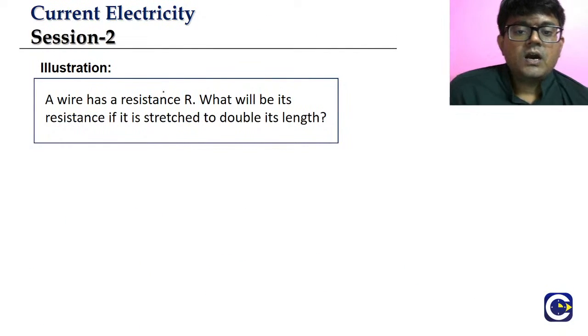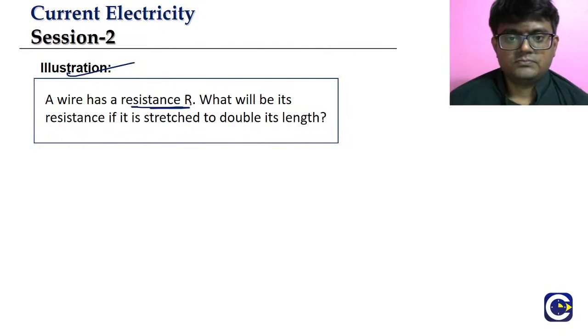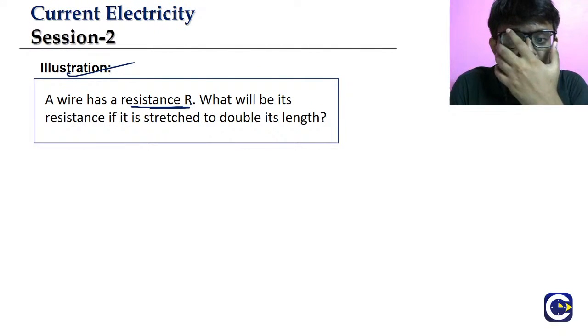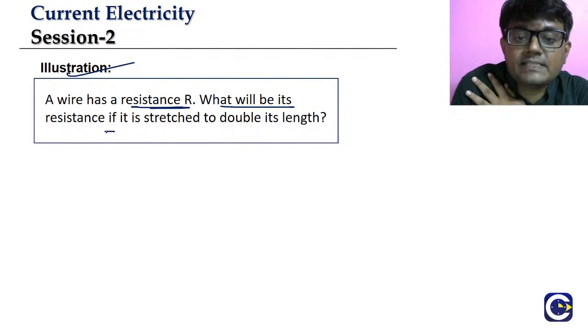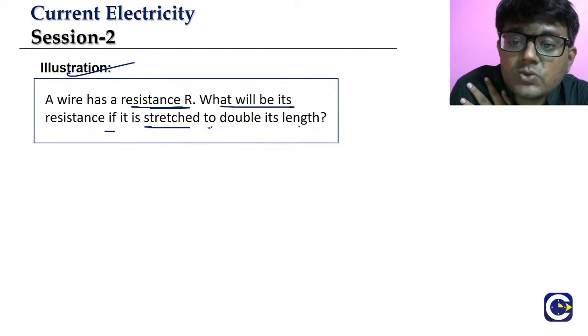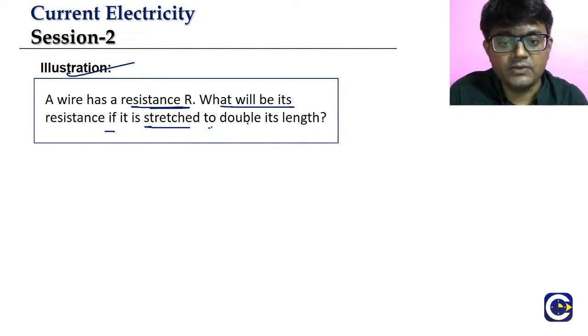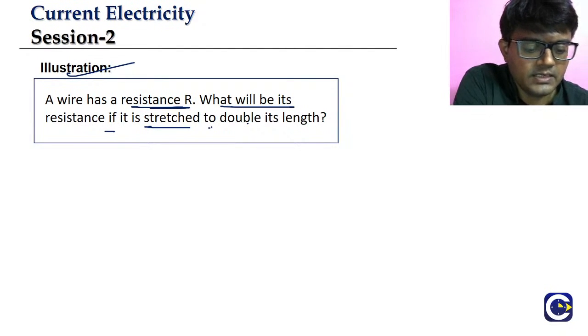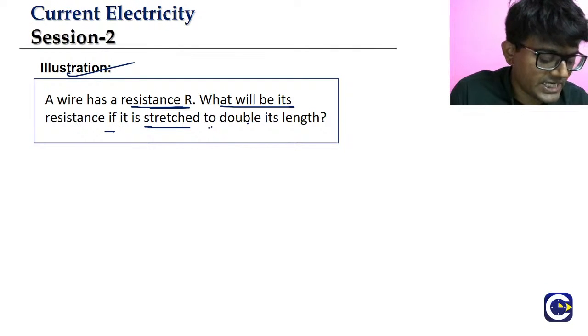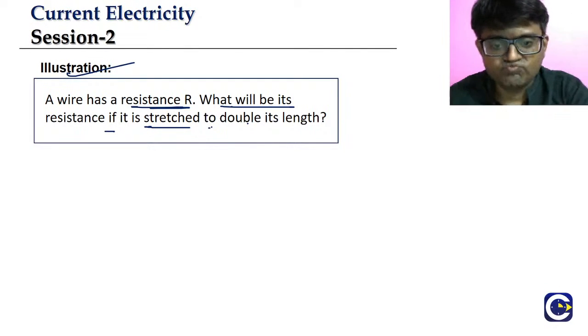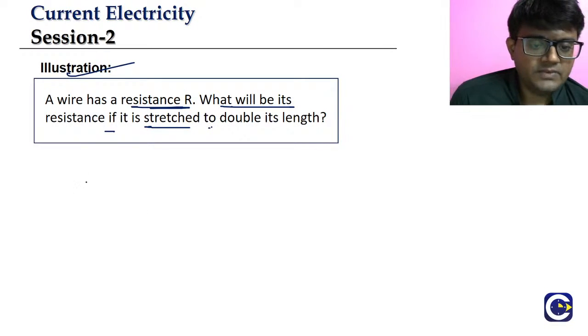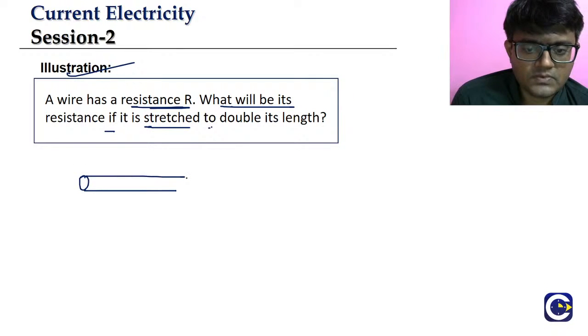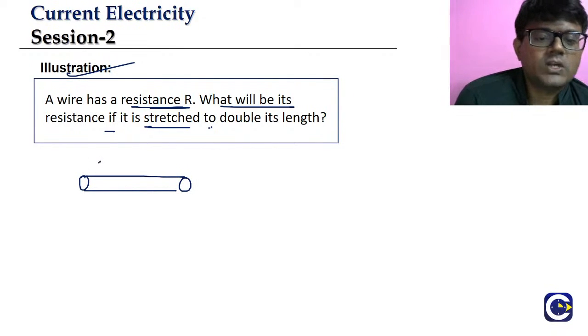Okay, look, a wire has a resistance R. So we have a wire whose resistance is R. What will be its resistance if it is stretched to double its length? So look, this is an interesting question. What are we doing? We take the wire we have and we stretch it to double its length. What happens when we stretch it? See, we have a wire. Suppose we have a wire. When we say wire, we talk about the length of the wire and its area of cross section, right?